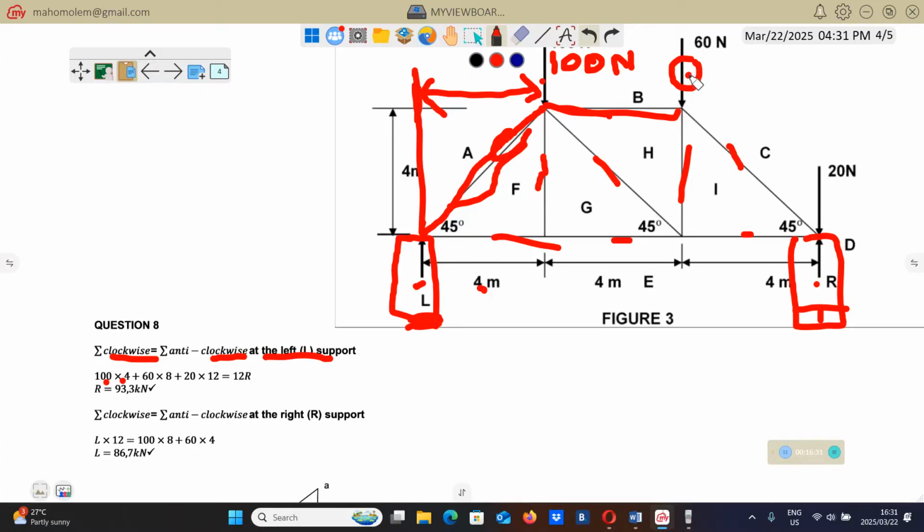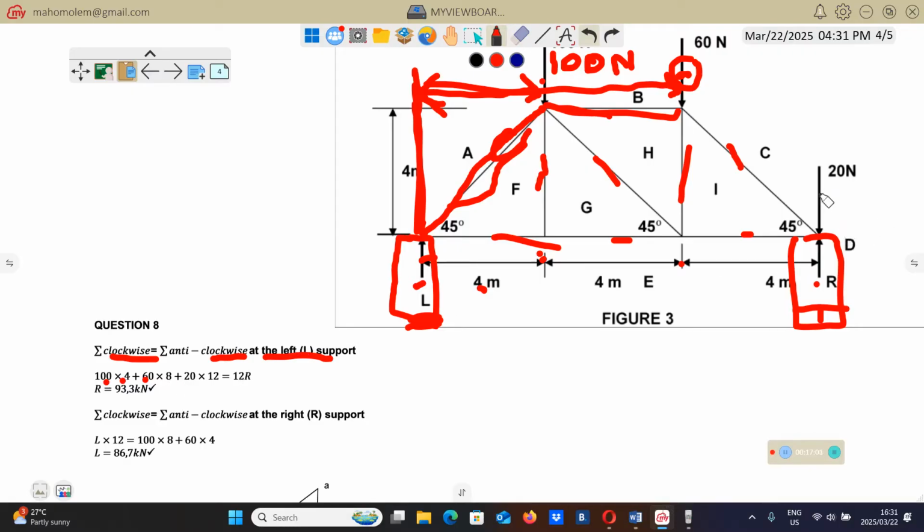plus another force that will try to rotate this thing in a clockwise direction, this force here. You take this force, which is 60, and multiply it by the perpendicular distance, the distance from here to there. Look, from here to there is 4, and from here to there is 4. Therefore, it's going to be 8. 4 plus 4 is 8.